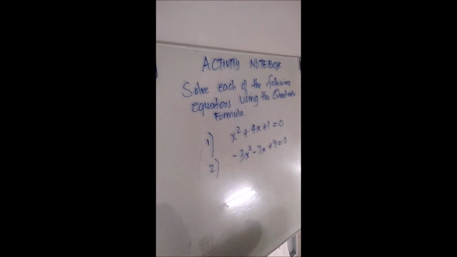Okay, so now it's time for you to solve. In your activity notebook, solve each of the following equations using the quadratic formula. Number 1, x squared plus 4x plus 1 is equal to 0, and number 2, negative 3x squared minus 7x plus 9 is equal to 0. Just put it in your activity notebook, and we will check the solutions of this problem when I come home.